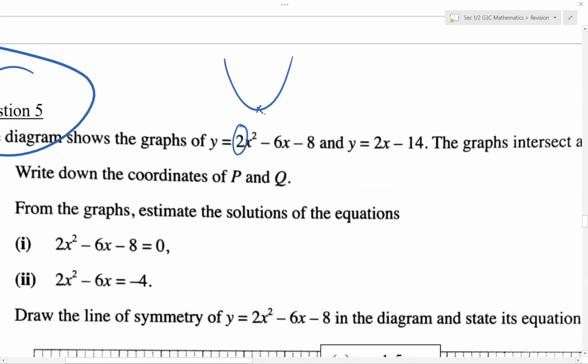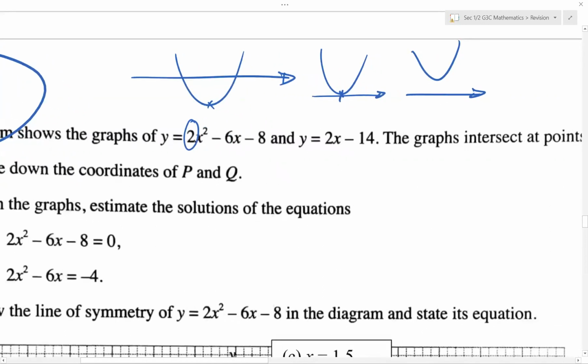And then for a parabola opening upwards, there are 3 possibilities that we can have with respect to the x-axis. Either it looks like this, where it intersects twice, or it may look like this, where it intersects once, or it may look like this, where it doesn't intersect at all. These are the 3 possibilities.